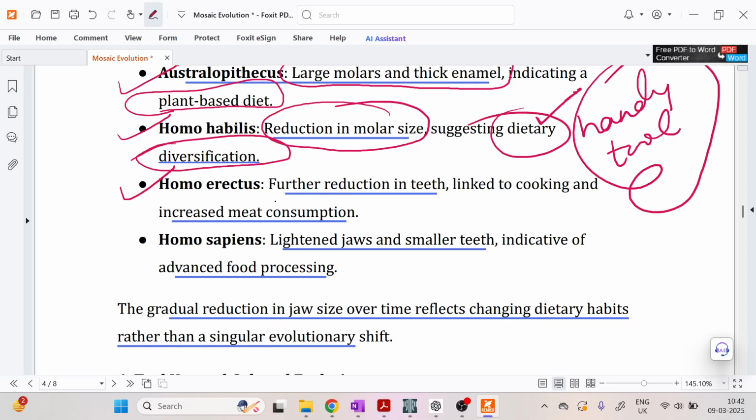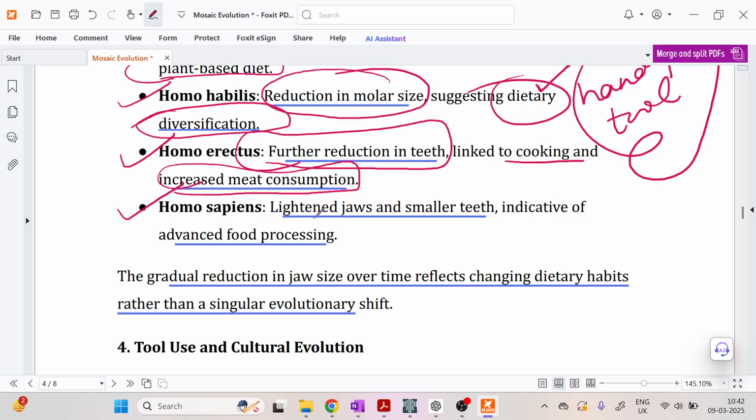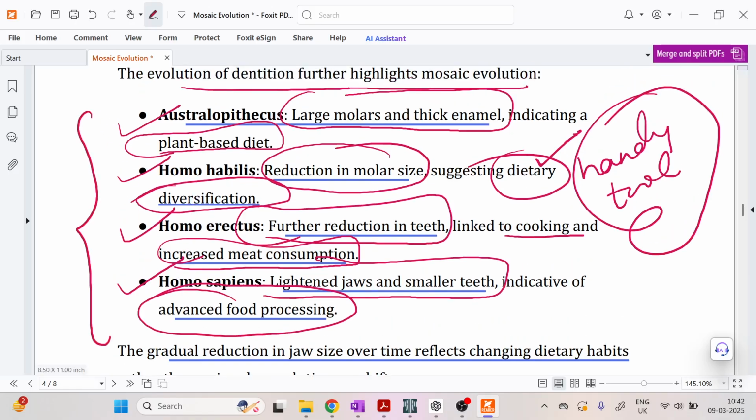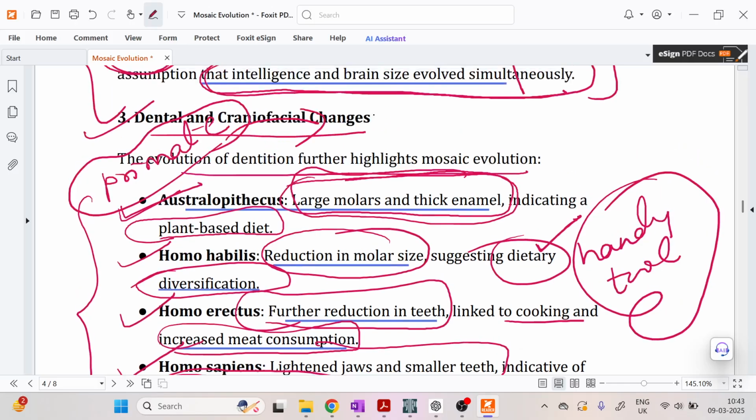Then in Homo erectus, the teeth structure further reduced, which was linked to cooking and increased meat consumption. And now Homo sapiens have lightened jaws and smaller teeth, which indicates advanced food processing. So you can see here from Australopithecus, which had large molars, and even when we go further back and look at the primate stock, most of the primates, especially the baboons, have large canines that resemble the canines of other carnivores.